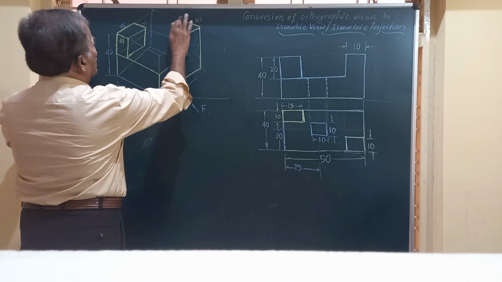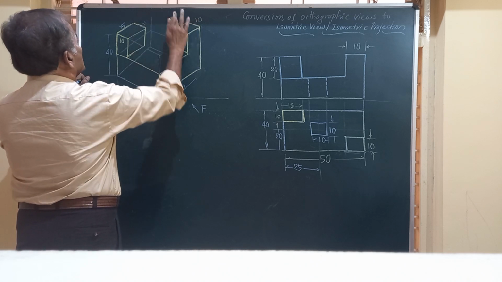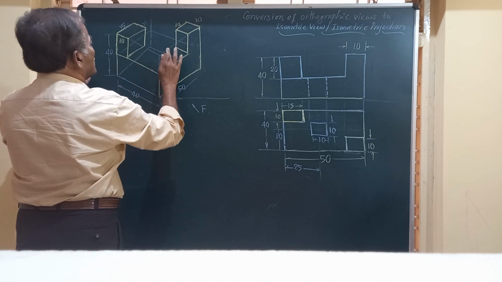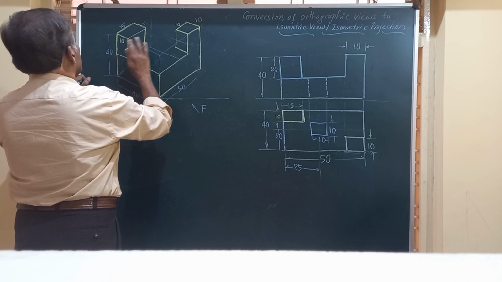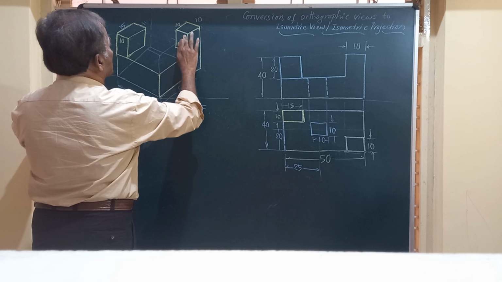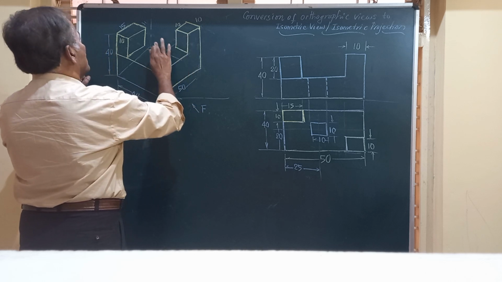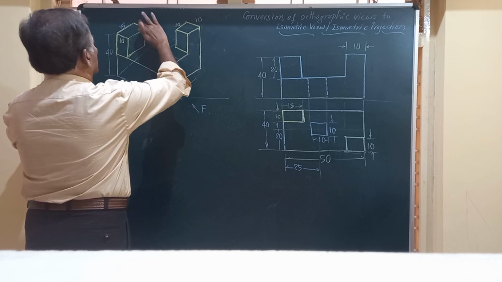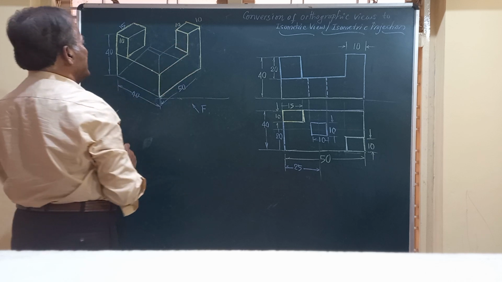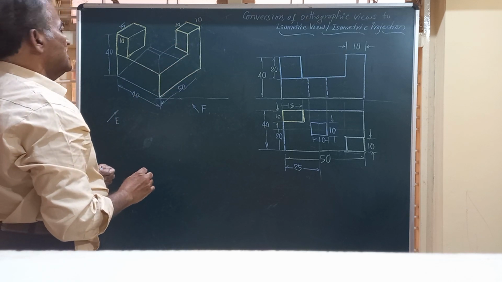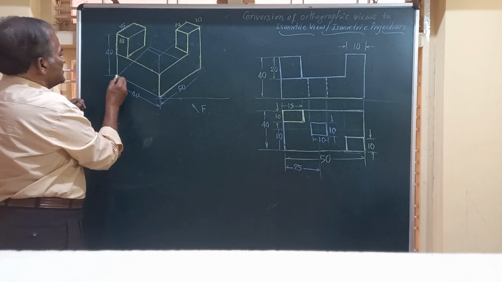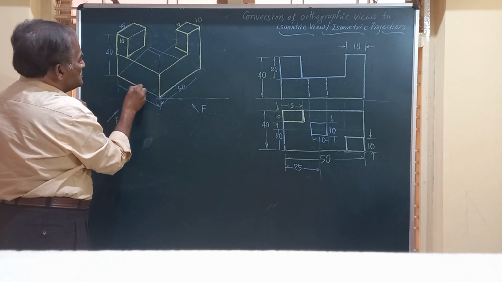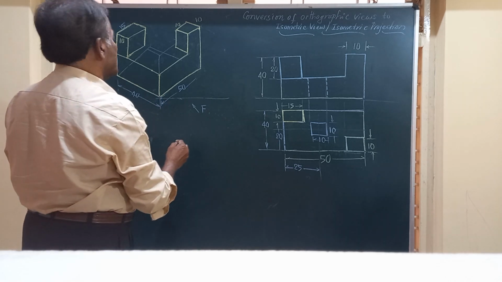And friends, now it is better we remove these extra lines so that it becomes easy to visualize and we can have a better picture of this block. So I have removed all these unwanted lines. Friends, here exactly in the center of this top surface we have a slot.